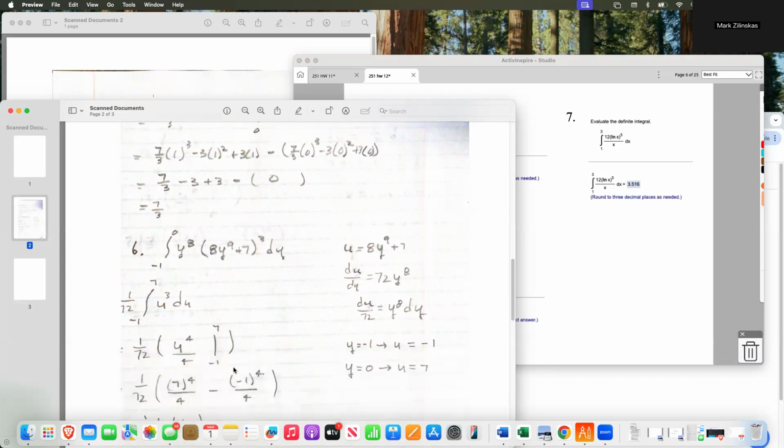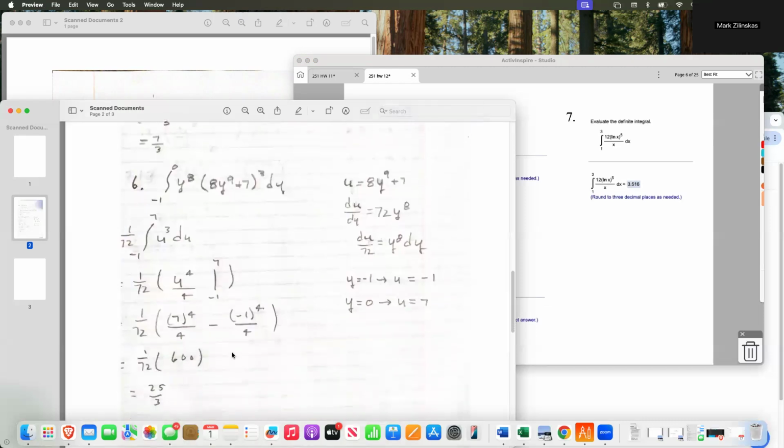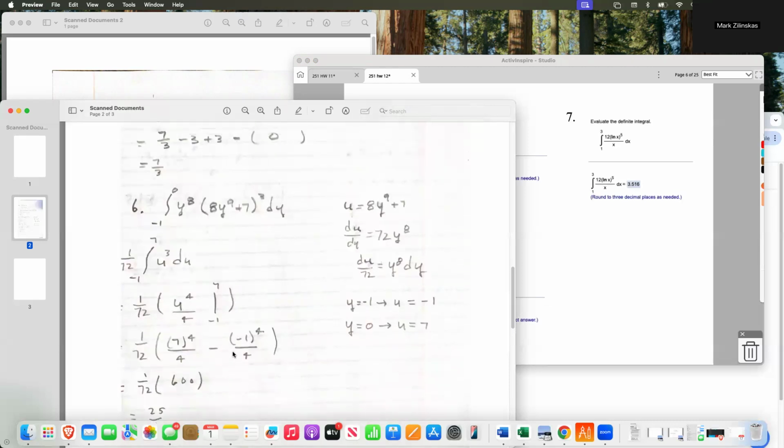And now I evaluate that interval from 7 to -1. Now, where do this 7 and -1 come from when I had 0 and 1 up here? Quite simply, since I changed my variable from y to u, I also have to change my limit values from what they were in terms of y to what they would be in terms of u. So I come down here, and that's what this work is. When y is equal to -1, if I just plug it in here, I'm going to get u being equal to -1, right?